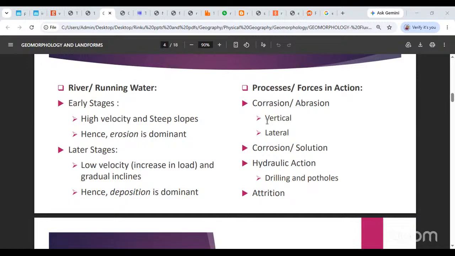Agreed. It's very uncomfortable. Okay, so we are saying that the processes that are involved over here are corrasion, abrasion, vertical or lateral erosion. The load inside the river goes and corrades against, or acts in the process of abrasion, and therefore vertical or lateral erosion happens. Corrosion or solution, once again you have river water, so clearly water is available, so corrosion or solution is going to be one. Hydraulic action will happen, drilling or potholes will form, and lastly attrition will happen.